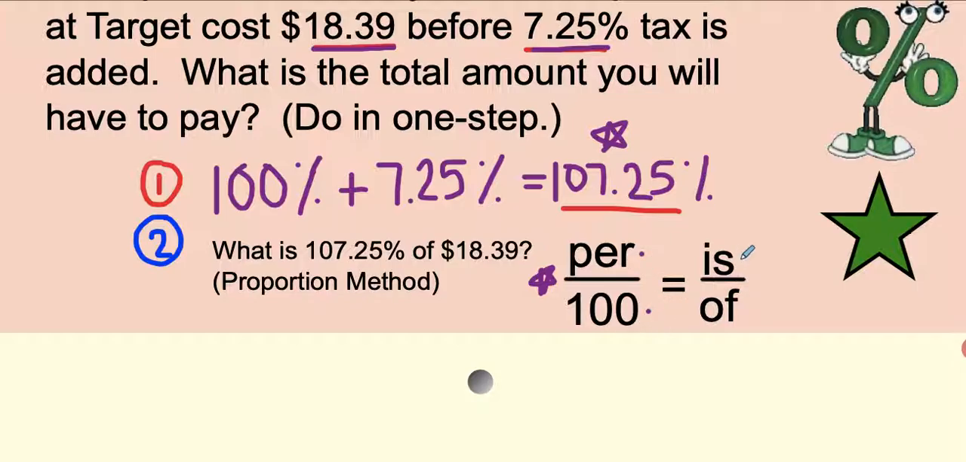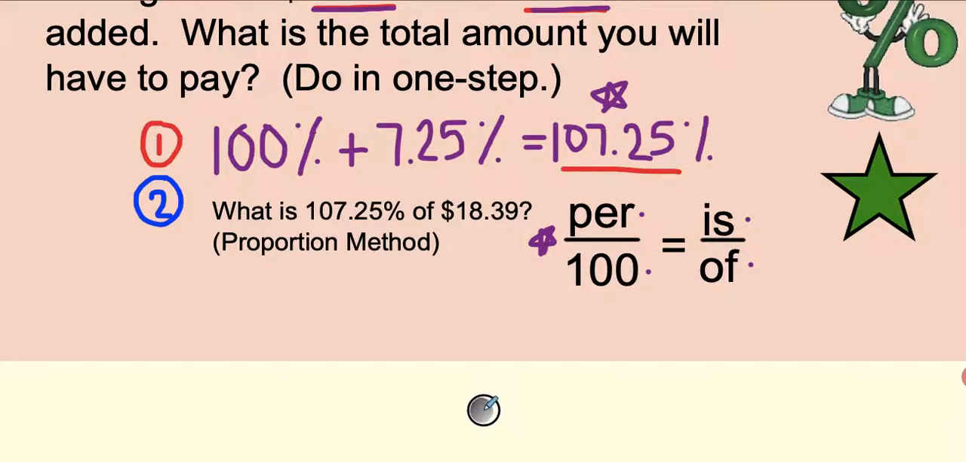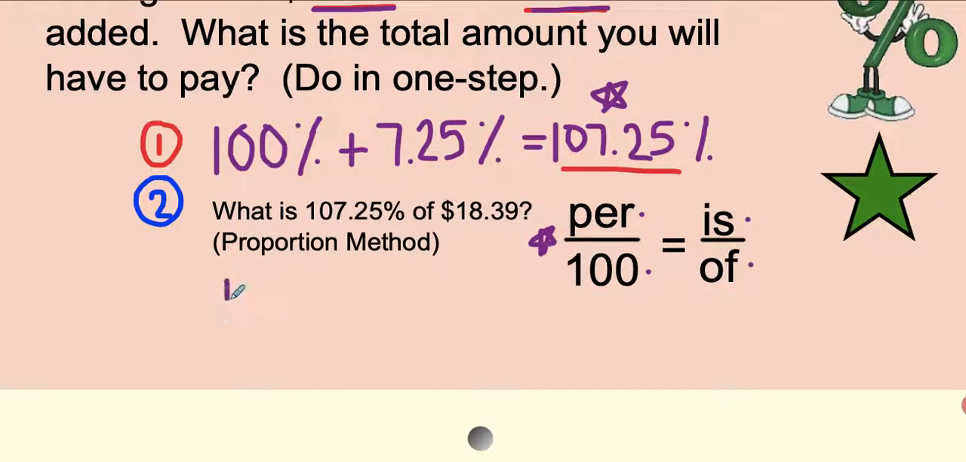Per 100 is of, right? Is is in your numerator, of is in your denominator. But what's the per 100? Well, in this case, my per 100 is going to be 107.25%. Percent just means per 100. So 107.25 per or over 100. There's my per 100 piece of this proportion. I said the other piece of my proportion is is over of.